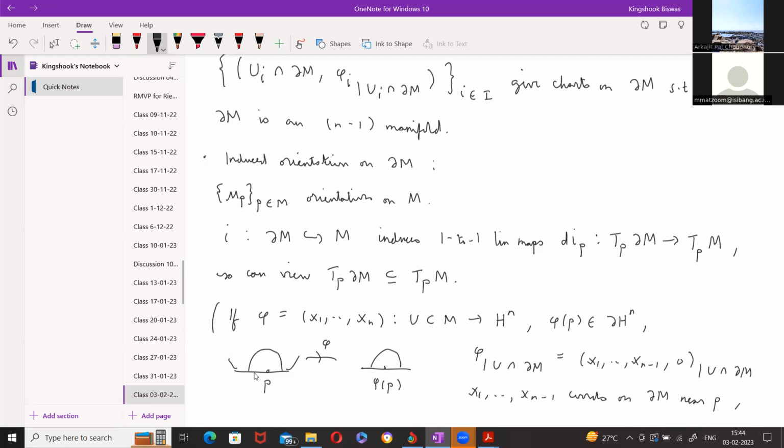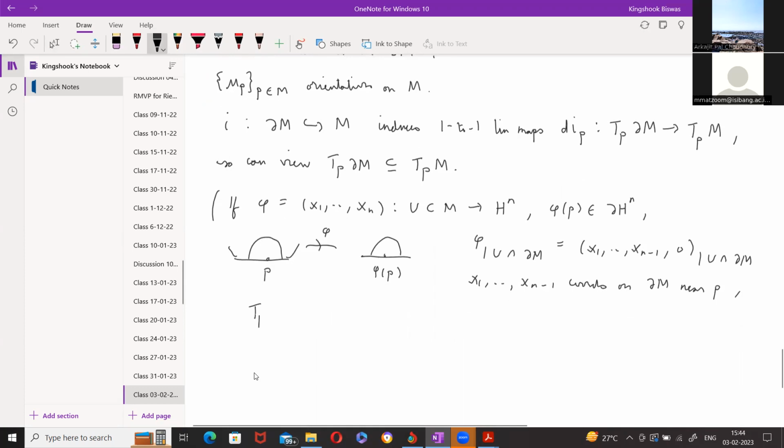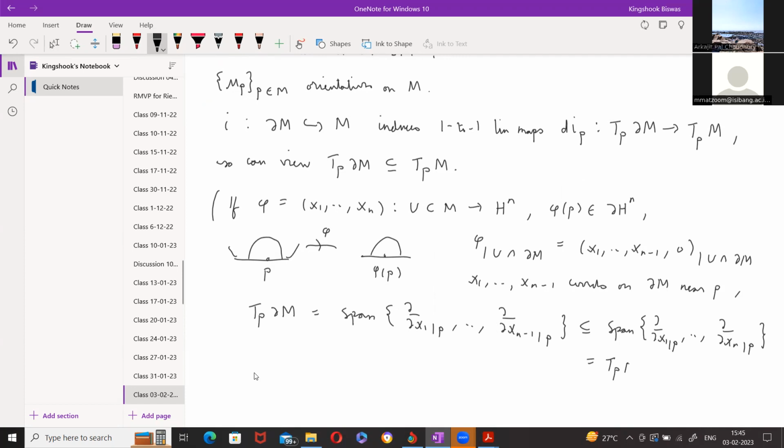And what happens is that the tangent space to boundary M you can see as the span of del/del x1 at p up to del/del x(n-1) at p, which is sitting inside the span of del/del x1 at p up to del/del xn at p, which is all of T_p M. All right, so that's what this subspace is, sitting inside T_p M.